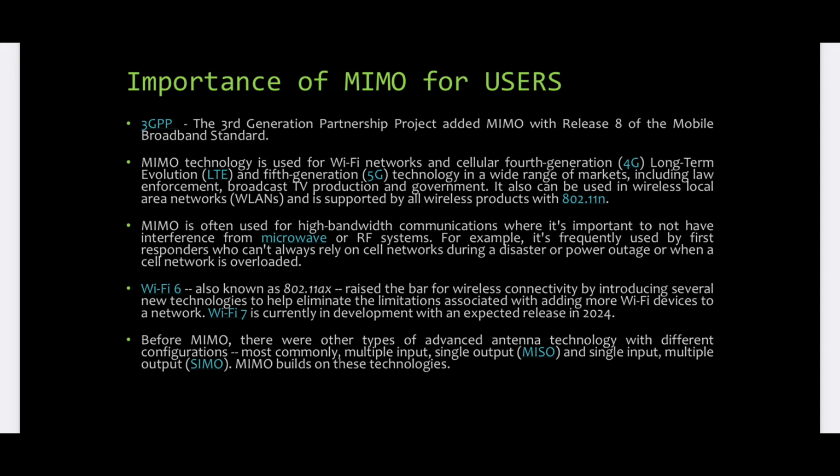Wi-Fi 6, also known as 802.11ax, raised the bar for wireless connectivity by introducing several new technologies to help eliminate the limitations associated with adding more Wi-Fi devices to a network. Wi-Fi 7 is currently in development with an expected release in 2024. Before MIMO, there were other types of advanced antenna technology with different configurations, most commonly multiple input, single output, or MISO, and single input, multiple output, or SIMO. MIMO builds on these technologies.